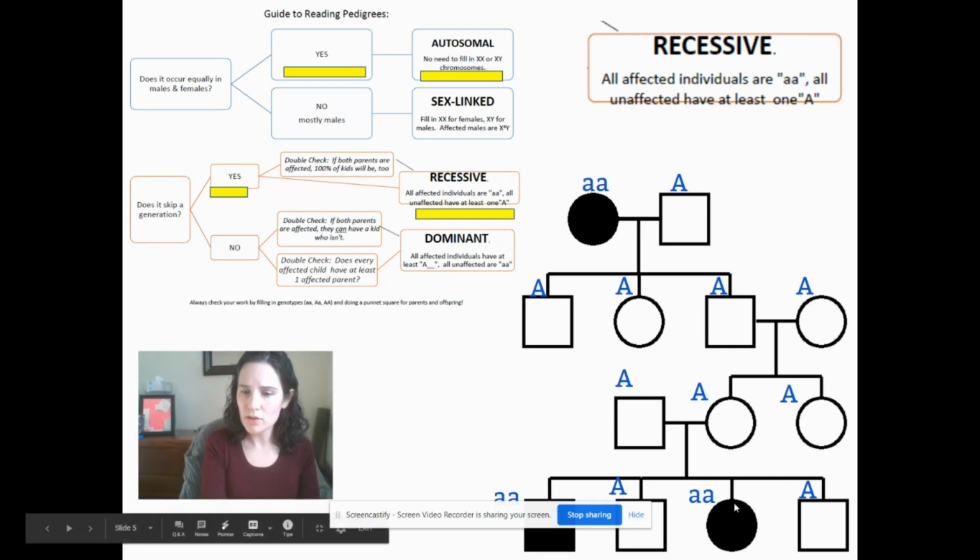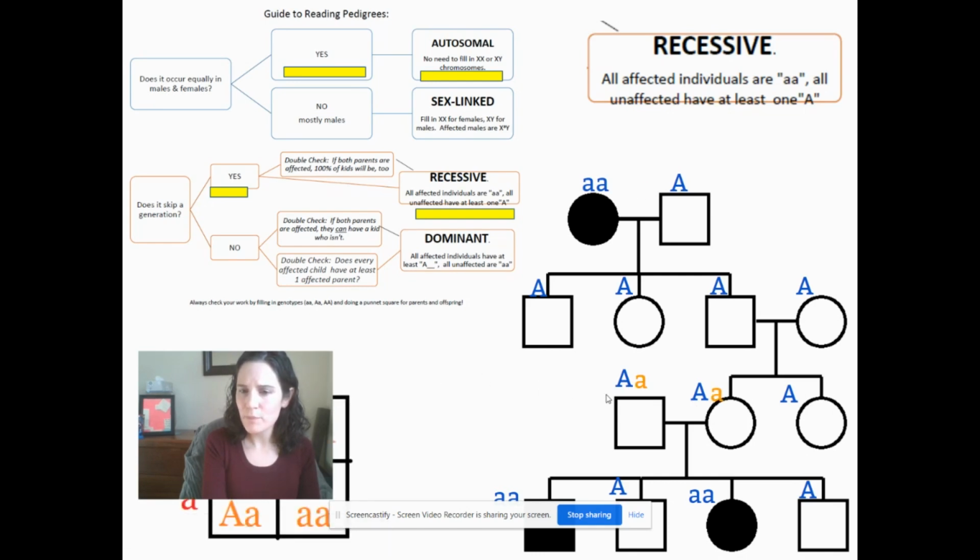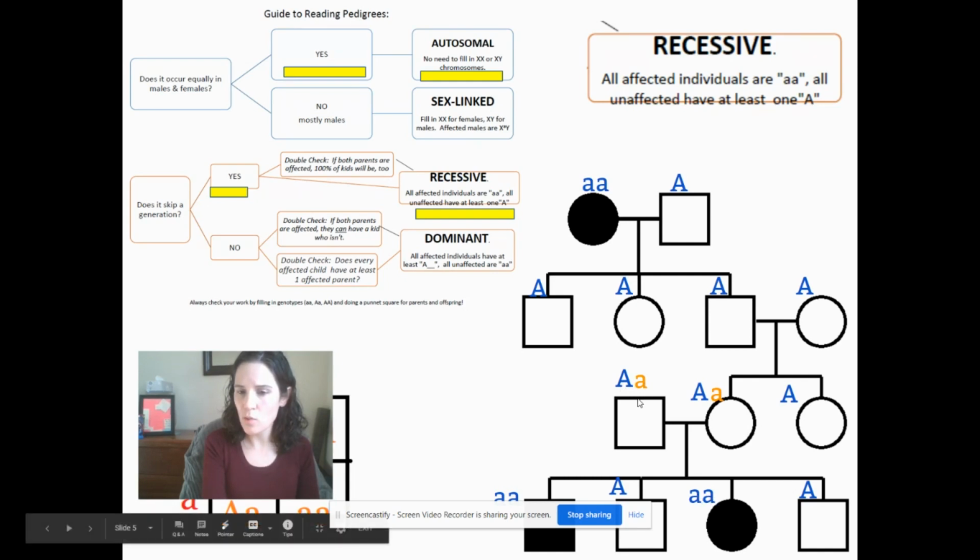So if we look down here at the bottom, this girl has 2 copies of little a, but her parents both have a copy of big A. How is that possible? It's possible if both parents are heterozygous. They are both big A, little a. They don't look albino, but they somehow passed it on. We know she had to get 1 from dad and 1 from mom.